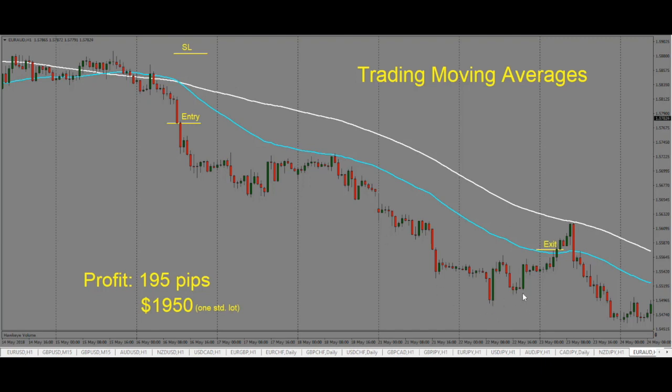But just from a moving averages perspective, we would close our trade out when price crosses the faster moving averages and closes above. So from entry to exit here, we get 195 pips in our trade, and our profit is $1,950 if trading one standard lot.